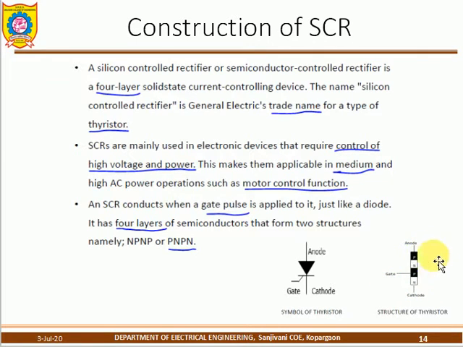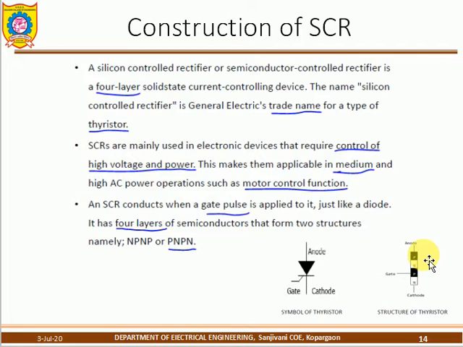So you look at the construction. It is PN, there are 4 layers. It is a combination of 4 layers of PN. So the 4 layers are combined. Another one: how many junctions are there? There are 3 junctions. So it is a 4 layer, 3 junction device.